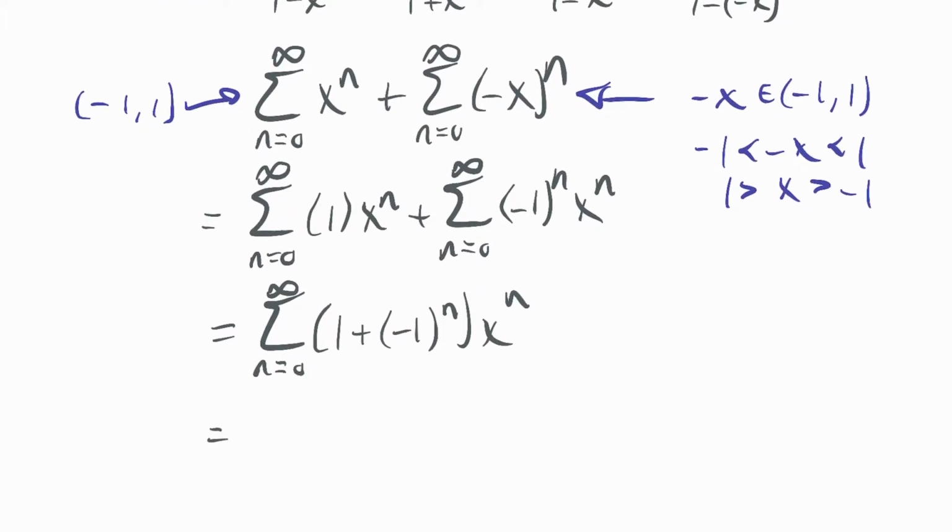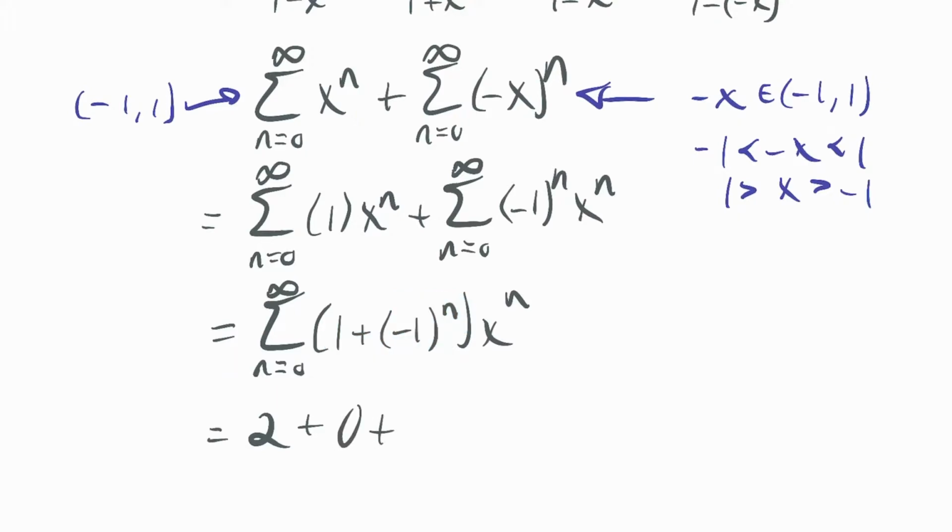Well, if n is 0, -1 to the 0 power is 1. So 1 plus 1 is 2. So I'll have 2. And then, of course, when n is 0, x to the 0 is 1. Okay, what if n is 1? So plus, if n is 1, then this is going to be -1 plus 1 is 0. So when n is 1, c sub n is 0. So I don't have a term at all. I'll go ahead and write 0.